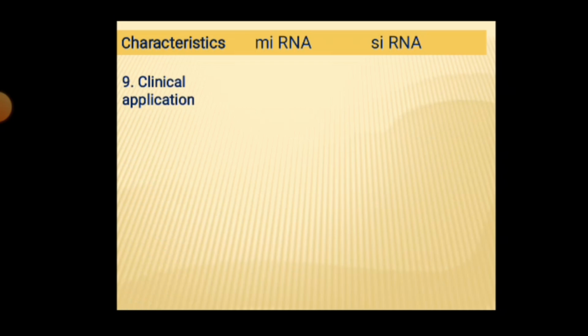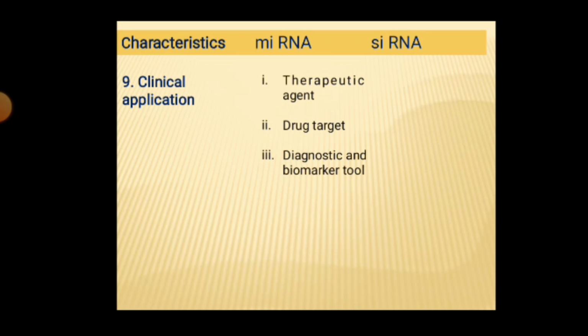Next is the clinical application. miRNA has various kinds of clinical application. First is therapeutic agent. Second one is drug target. And the third one is diagnostic and biomarker tools. So miRNA serves many kinds of clinical application. First is therapeutic. It acts as a therapeutic agent. It can serve as a drug target, or it can serve in diagnostic and biomarker tool. Whereas the siRNA serves only as therapeutic agent.